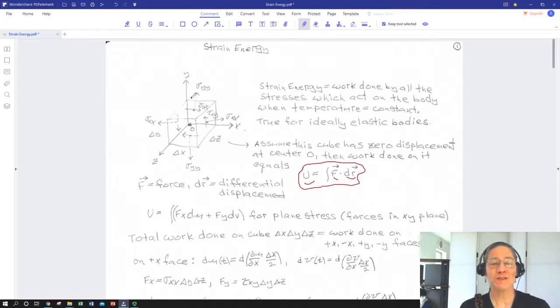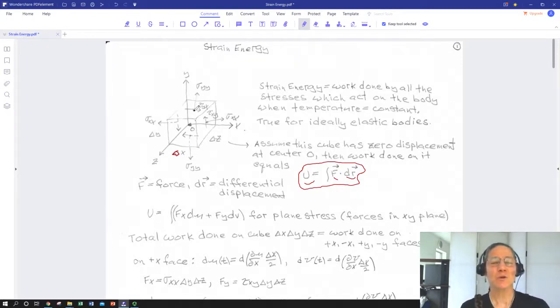And for this scenario, we're going to go with a plane stress situation. So here we're going to define a small volume. So here's our small volume up here. It's got dimensions of delta x, delta y, and delta z. And these are small but not infinitesimal. We can always shrink them down.